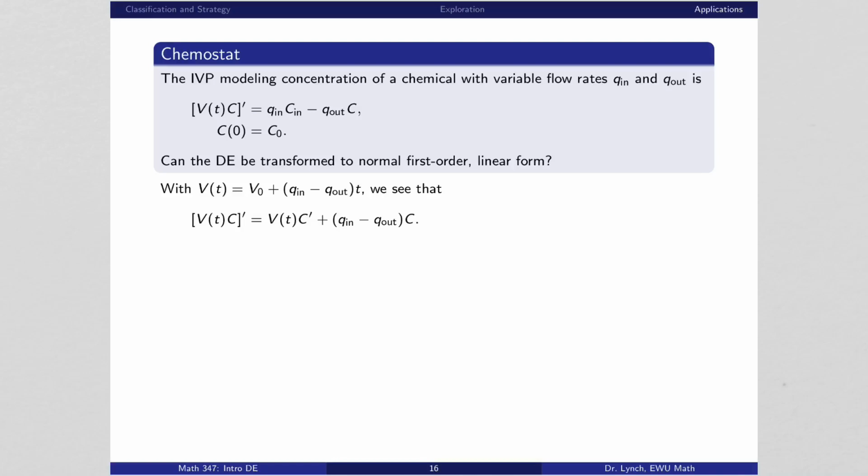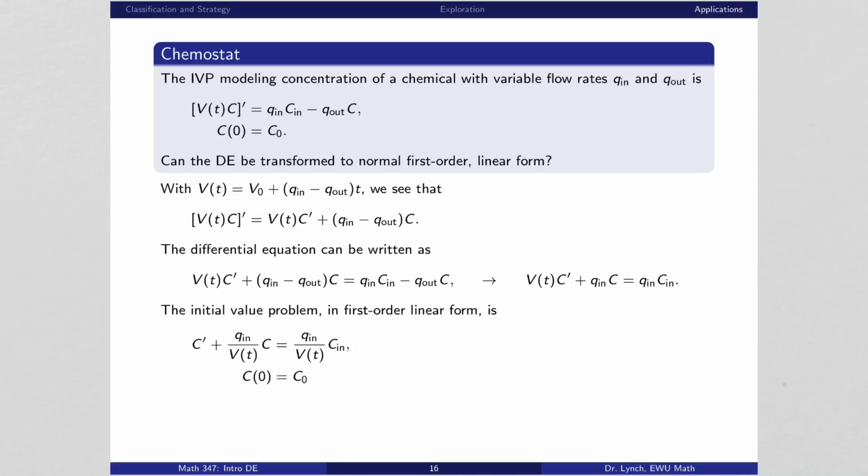We can do that just by using the product rule on this term (VC) prime. So here we see that (VC) prime is the first times the derivative of the second plus the derivative of the first. This term in parentheses, Q in minus Q out, is just the derivative of V times the second. So replacing this quantity (VC) prime with V times C prime plus Q in minus Q out times C on the left-hand side of the differential equation allows us to simplify and rewrite our differential equation in our first order linear form, and that form is C prime plus Q in over V times C equals Q in over V times C in.